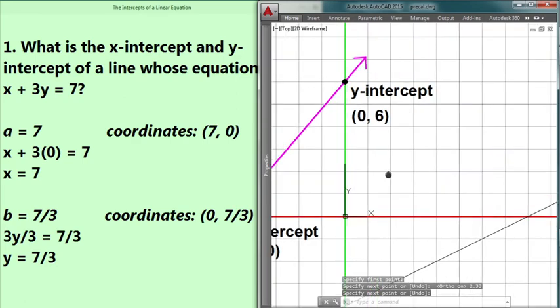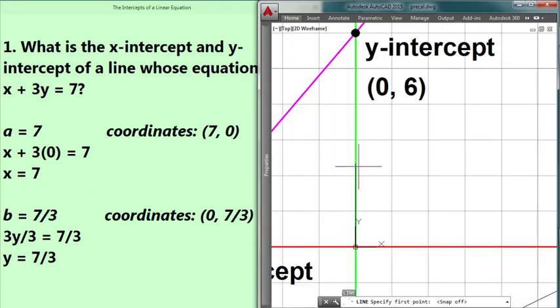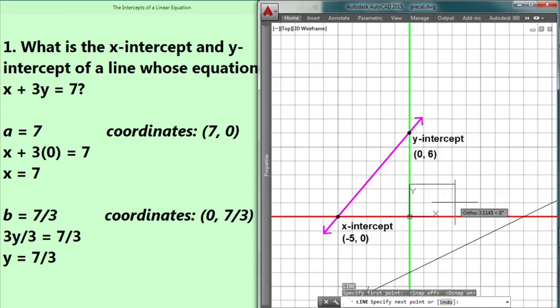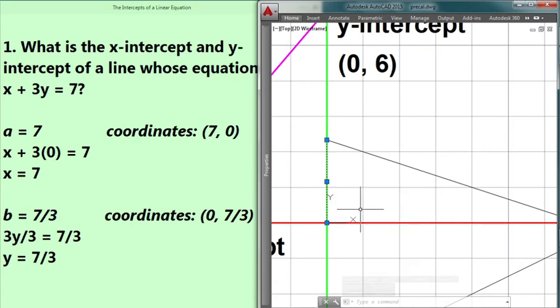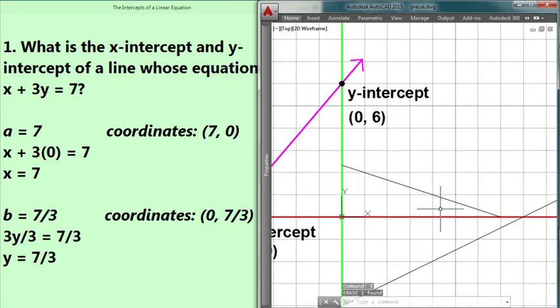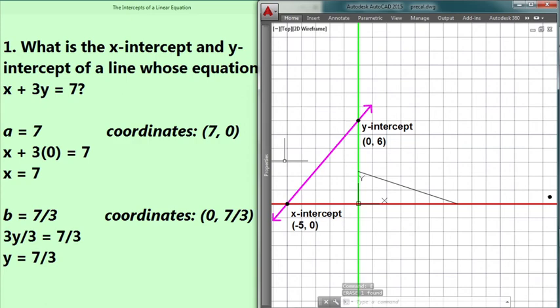Okay, so let's connect these points. So, line mula dito, punta dun sa 7. Okay, so bilang tayo. So, 1, 2, 3, 4, 5, 6, 7. Yan. So, ito po yung approximate na itsura ng ating straight line. Yung example number 1 natin. Yan. So, yung coordinates niya is 7, 0. 1, 2, 3, 4, 5, 6, 7. And then, yung isa naman ay 0, 7/3. So, yung 7/3 ay approximately 2.33.